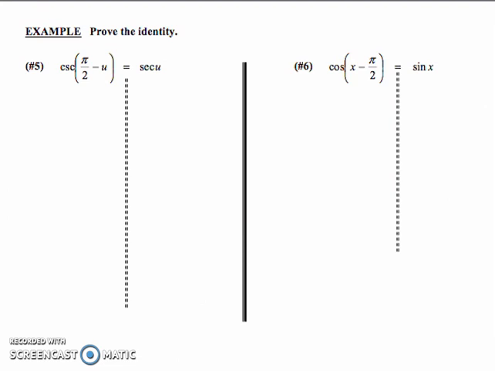All right, so the first thing that I'm going to do is rewrite the left-hand side in terms of sine, because cosecant is the reciprocal of sine. So my first step is going to be to write this as 1 over the sine of pi over 2 minus u. And then, since this section is all about using addition and subtraction formulas, I am going to use the subtraction formula for sine from my identity sheet.